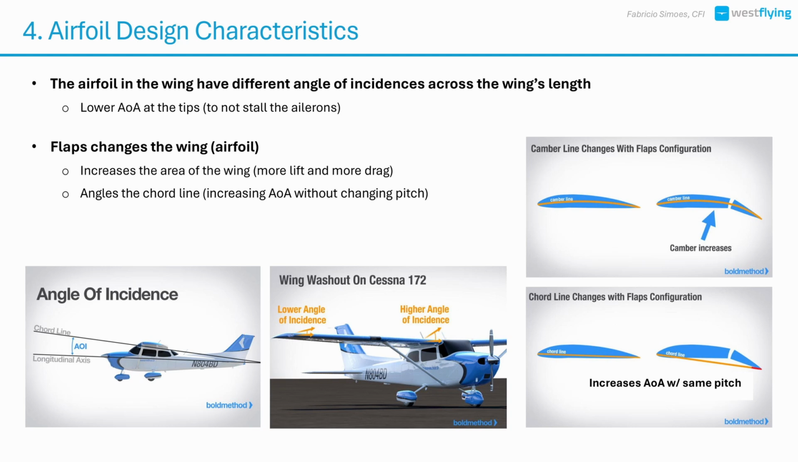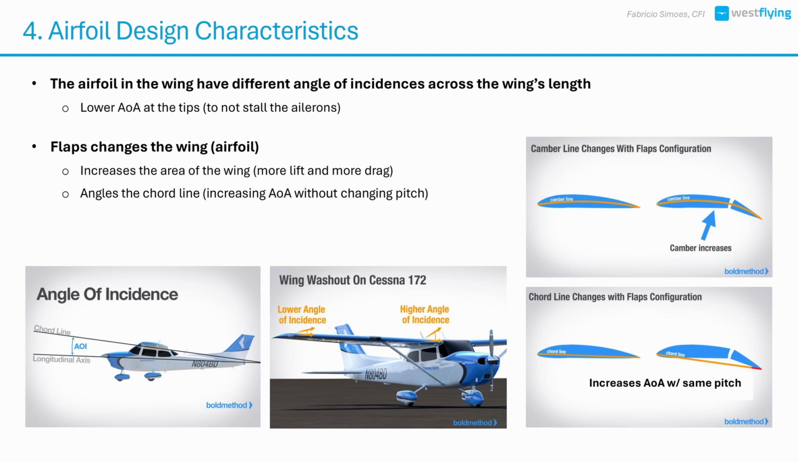Now let's talk about flaps. Deploying flaps changes the entire shape of the wing. They increase the surface area and camber, which boosts lift, especially at slower speeds. But that also brings more drag, which helps us descend more steeply without picking up speed. Flaps also change the chord line, which means they increase the effective angle of attack, even without pitching the aircraft up. So, when you deploy flaps, you're not just slowing down, you're fundamentally changing how your wing performs.